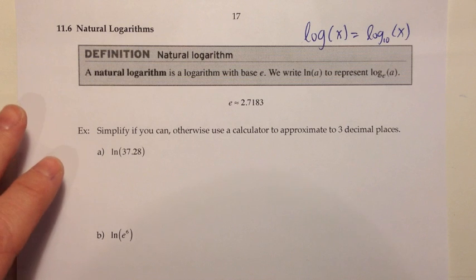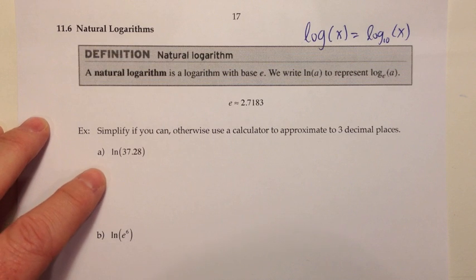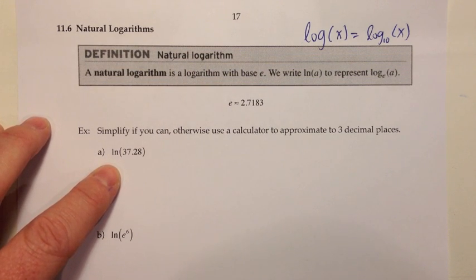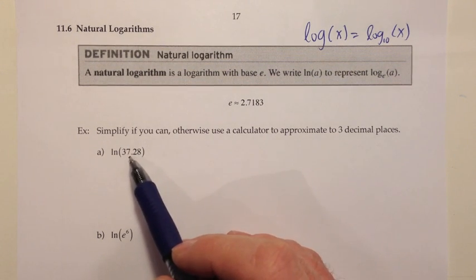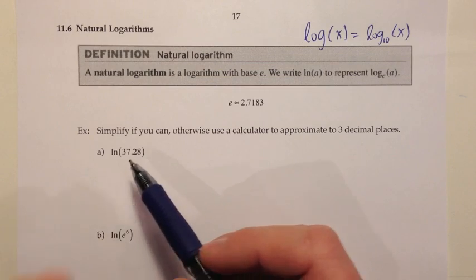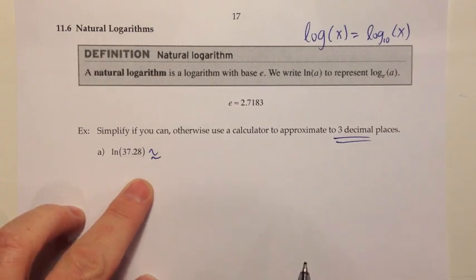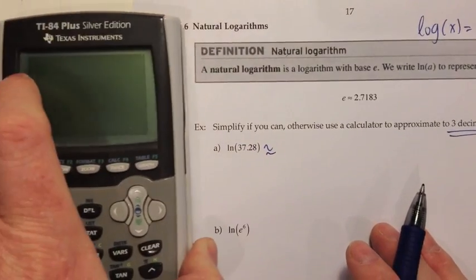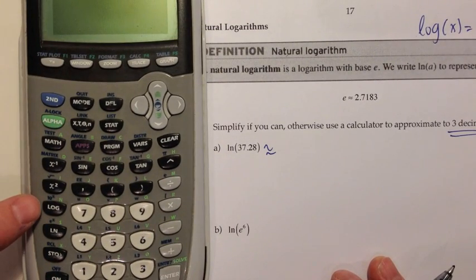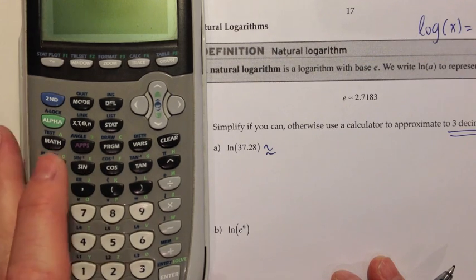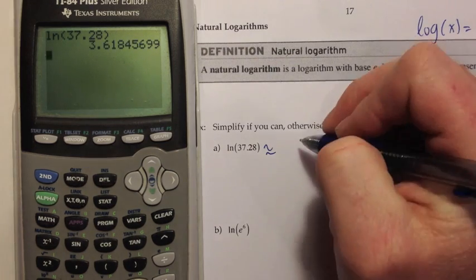Look at these examples. Simplify if you can, otherwise use a calculator to approximate to 3 decimal places. Try to determine the natural log of 37.28. We'll be able to do this without a calculator if the inside is some power of e, and this one is not. So when it's a messy one, I'm just going to go to the calculator and approximate as requested to 3 decimal places. I'll enter that using the ln key, right underneath the log key. I press that, we get our ln, then 37.28 is the input, and we get our answer.